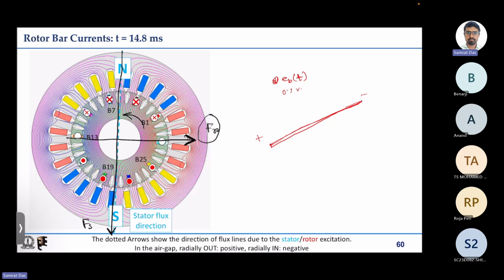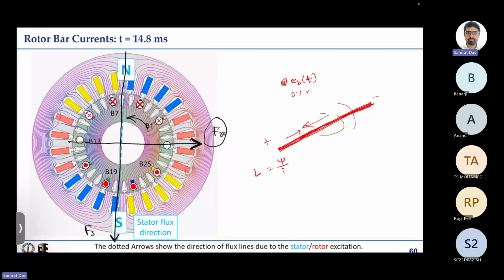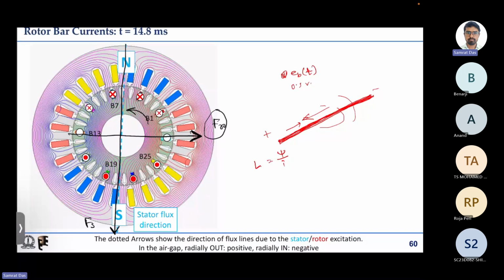So if we know the resistance of the copper bar, then simply dividing the induced EMF by the resistance will tell you what is going to be the current. Or more accurately, any conductor will have some inductance also. Why inductance? Because if you inject some current, there will be some flux enclosing that bar, and any flux linkage means some inductance, because inductance is nothing but flux linkage by current. So any conducting body will have some inductance also.